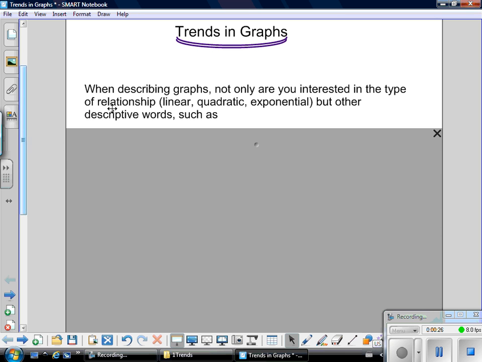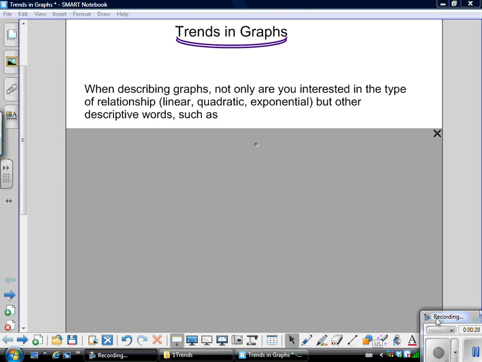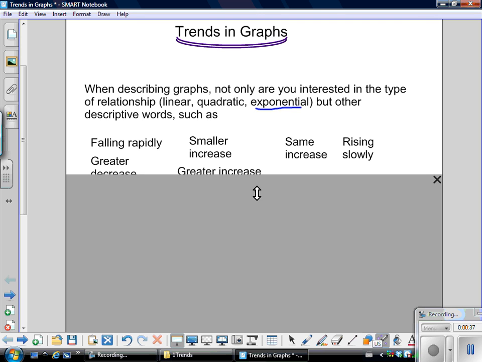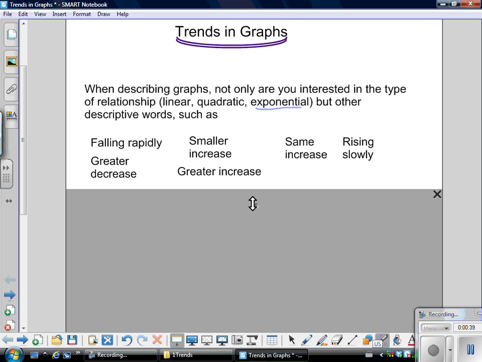So when describing graphs, not only are you interested in the type of graph, such as linear, quadratic, exponential, but other descriptive words such as, and here are just a few of them, but at least it gives us a list: falling rapidly, greater decrease, smaller increase, greater increase, same increase, rising slowly. So these are just a few. Notice there's no actual numbers there, so it's a little bit different than what we've done before.